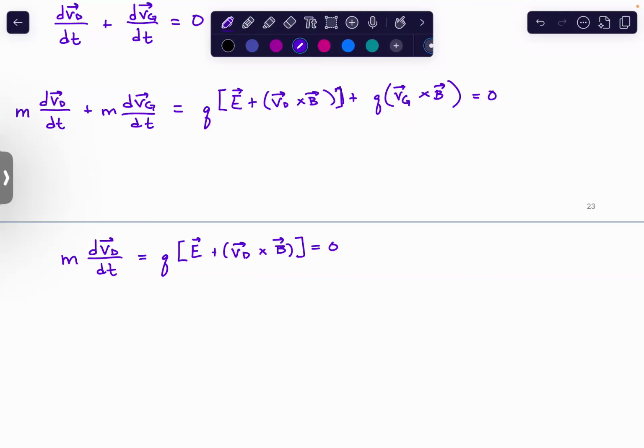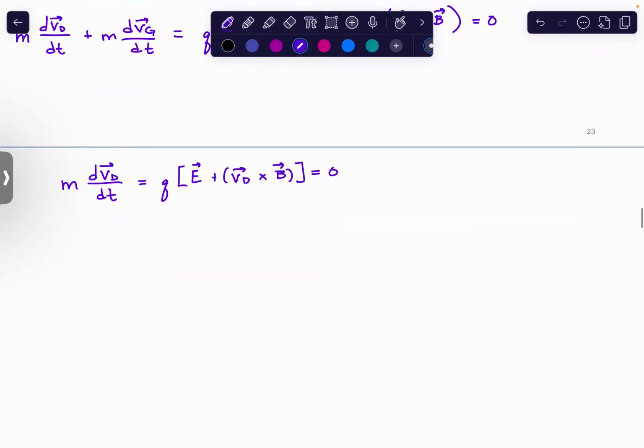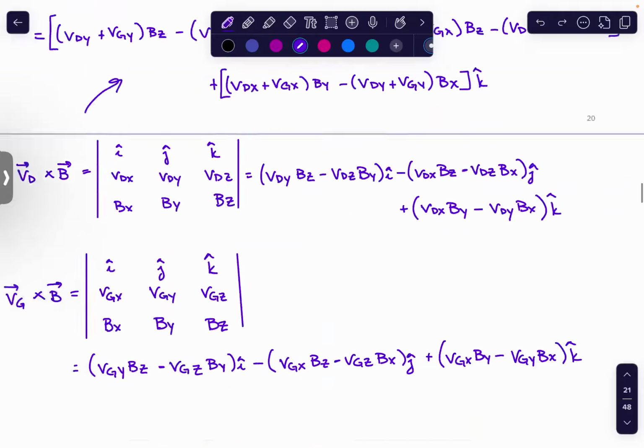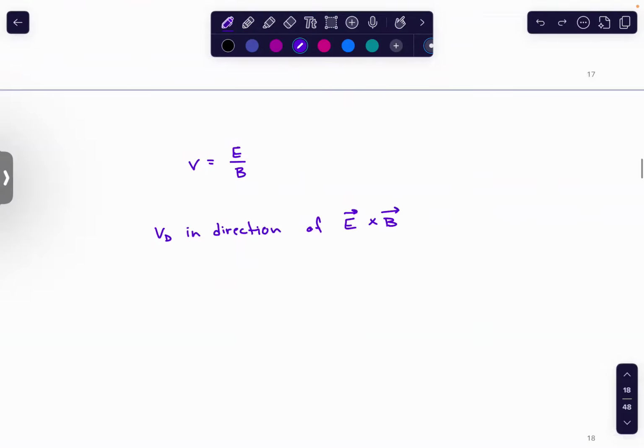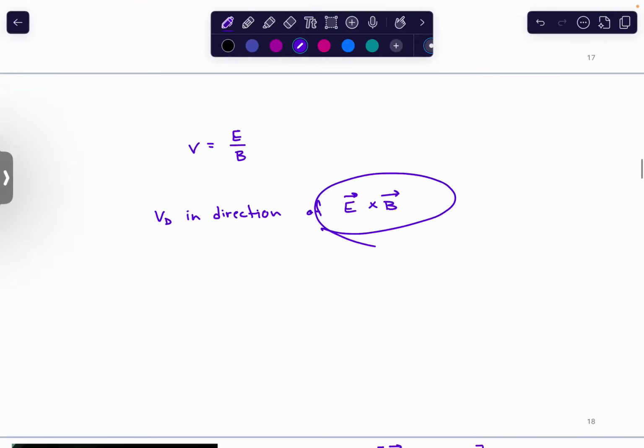Okay, so we can divide the Q out. So now what we want to do is, remember we started by saying that drift velocity is in the direction of E cross B. So now we want to cross B into both of these.